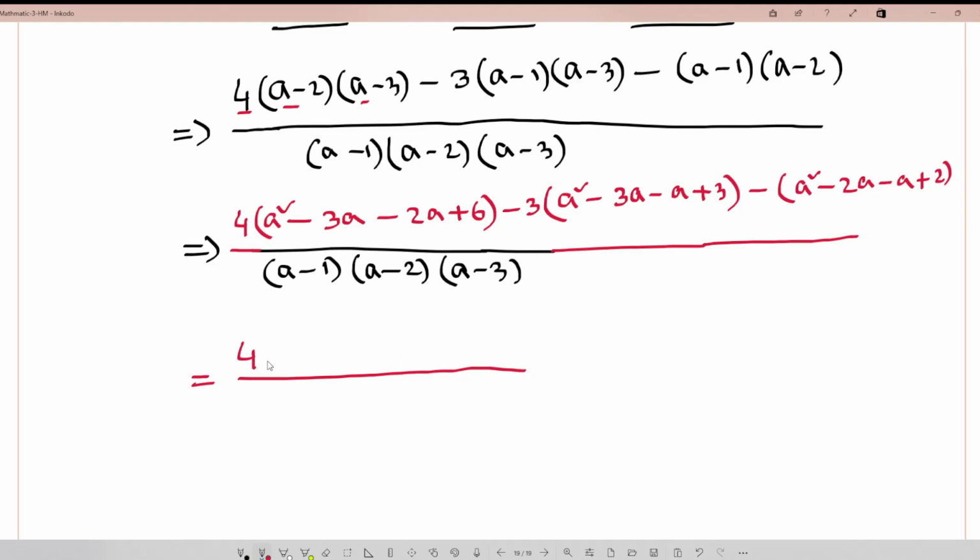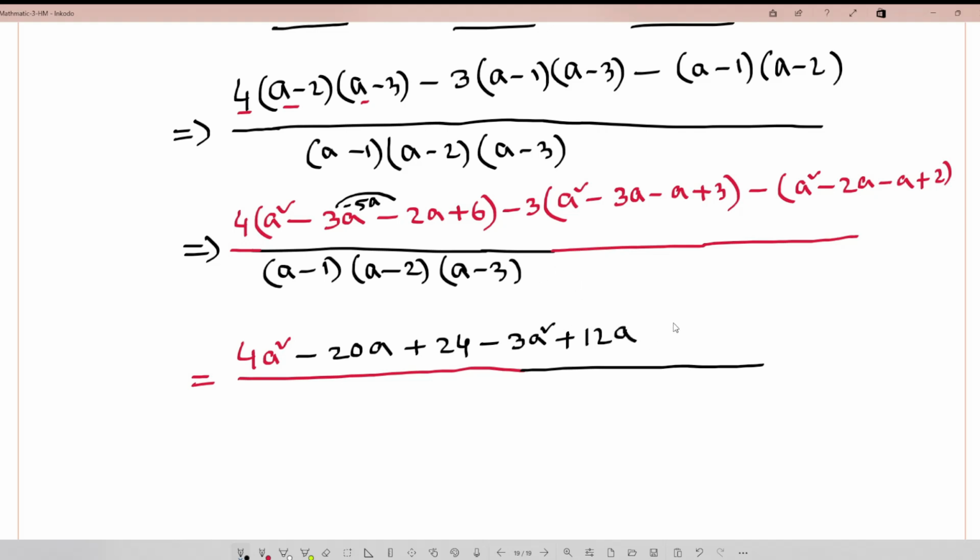Here is 4a square. Look, here is minus 3a and here is minus 2a. It means what? Here is 5a, minus 5a. So here is minus 20a plus 24. Again here is minus 3a square and here is minus 3a and a, it means 4a. So minus 4a times 3, it means plus 4 times 3 means 12, minus minus plus, and here is a, and here is minus 9.